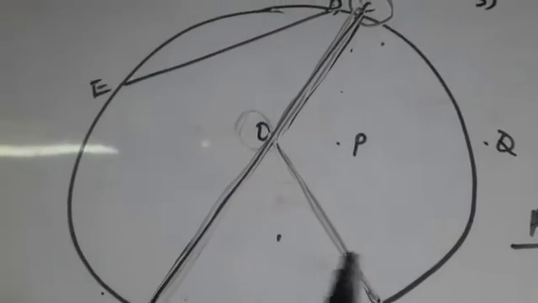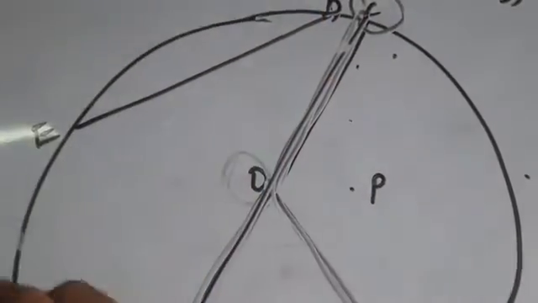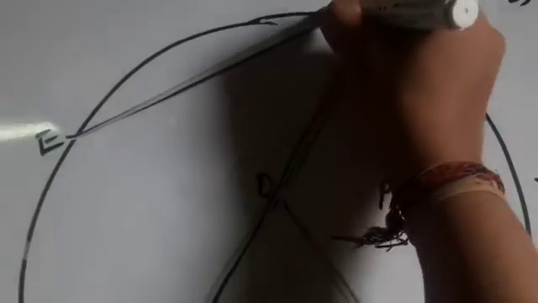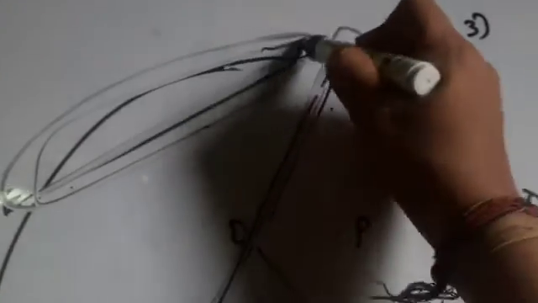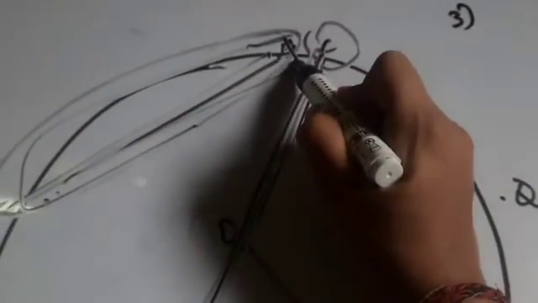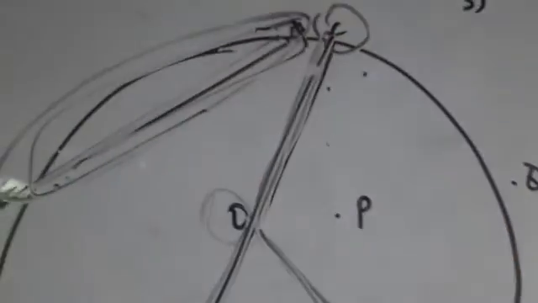Then they have asked about a chord. Chord means a line which connects 2 points of the circle. See here, E and D are the points which connect a part of the circle. So, a chord is ED in the given circle. Chord means the 2 points which connect the circle. Here you see ED are the points which connect the part of the circle.